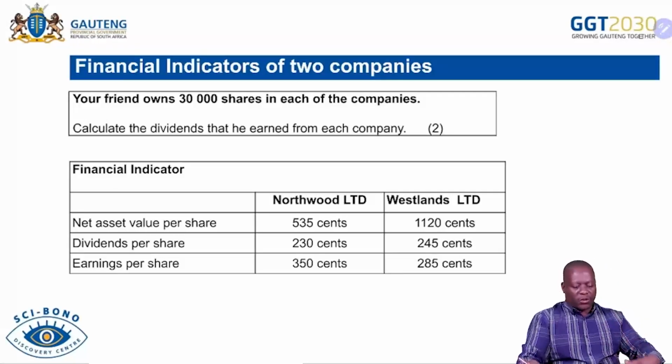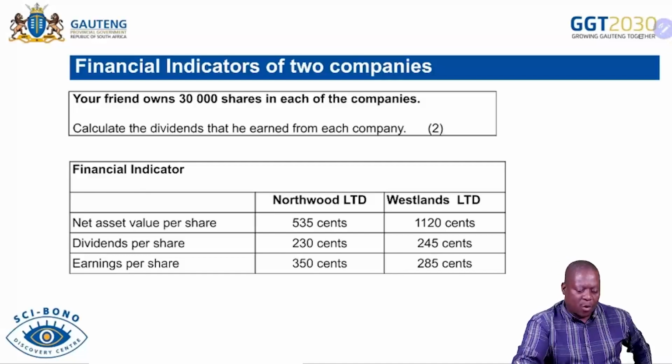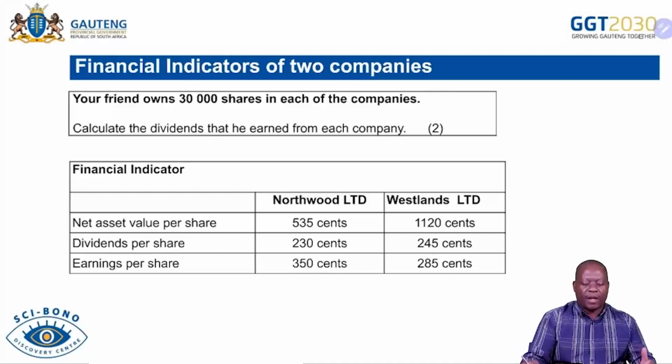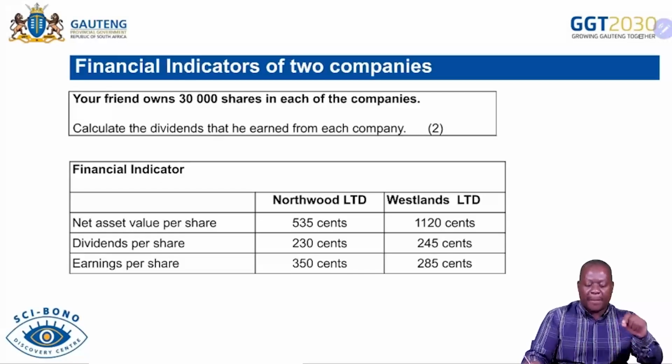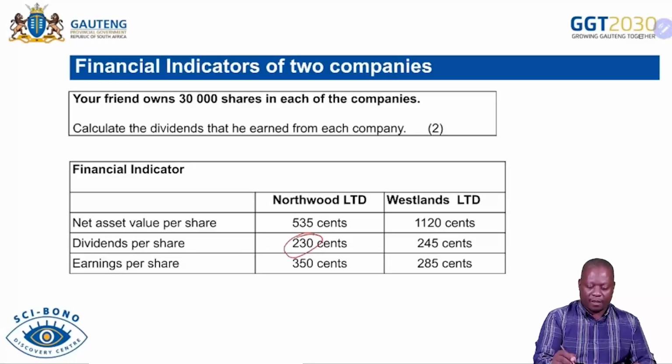Now, let's look into these other indicators. They're saying here, your friend owns 30,000 shares in each company. Calculate the dividends that he earned from each company. Straightforward, simple. If someone owns 30,000 shares, we need to know how much is the dividend per share. For Northwood, 2.30 rand. For Westland, 2.45 rand.